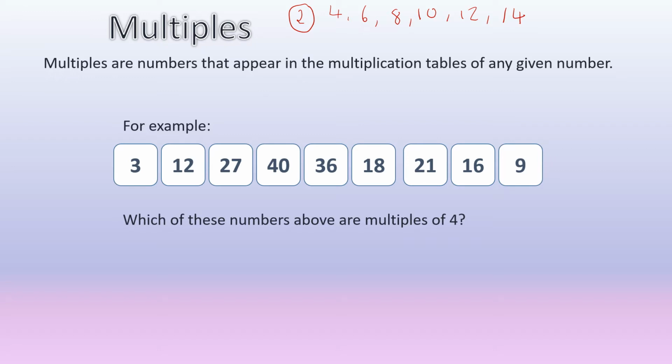So using these numbers here, which of these do we think are multiples of 4? So pause the video and have a think.